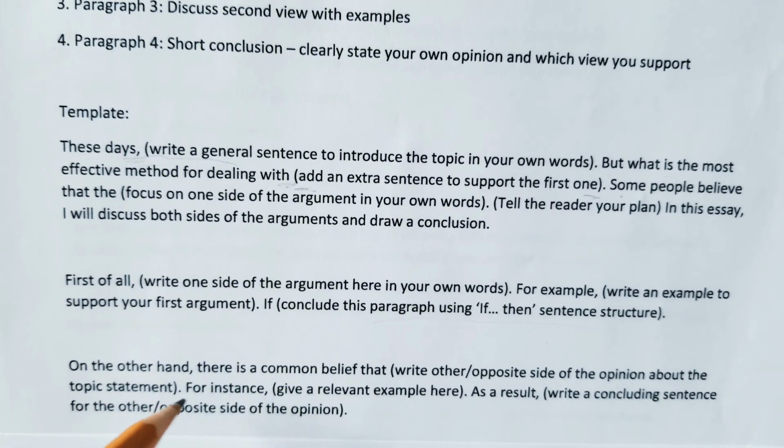Okay, now let's make sense out of this one. What do you have to do? First of all, you memorize this one. On the other hand, there is a common belief that, you can memorize this sentence as it is. For instance, just to elaborate or give an example, you can make use of this as it is. For instance, or as a result. So we are going to conclude here whatever we will. So say, on the other hand, why some people believe that students should not do any sort of part-time work after school hours. Why do they think so, or why do they believe?